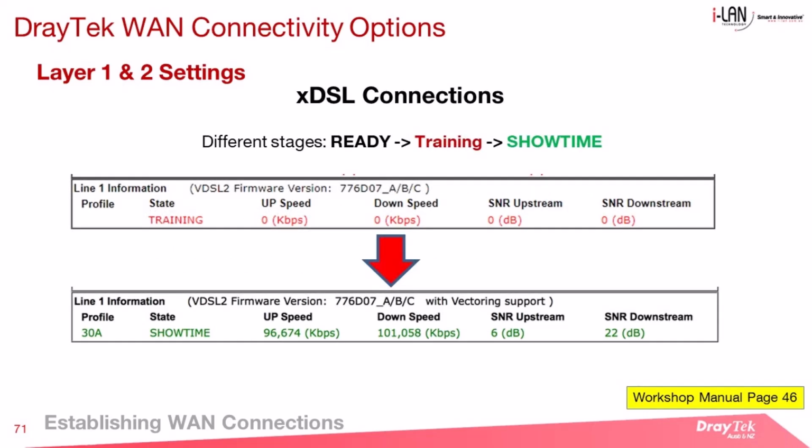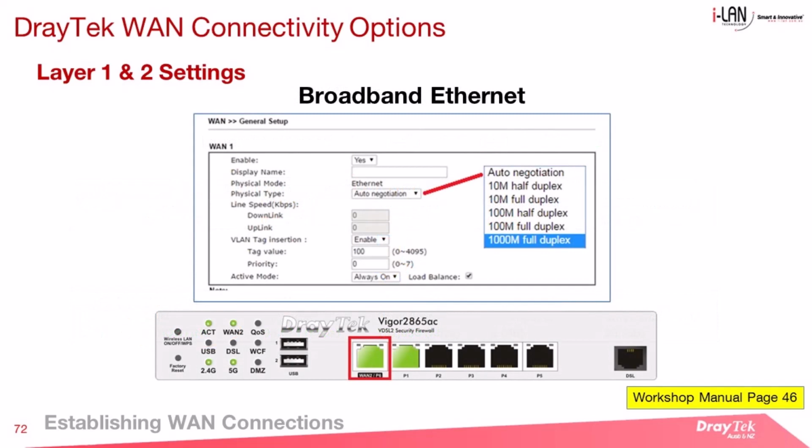ADSL and VDSL WAN interfaces first need to detect a signal on the copper pair coming from the service provider DSLAM. Once a signal is detected, the router will go through several stages where it will synchronize with the DSLAM and lock the connection. You'll see a training stage to synchronize the modem. Then when the physical link's established, you'll see showtime appear on the router online status page.